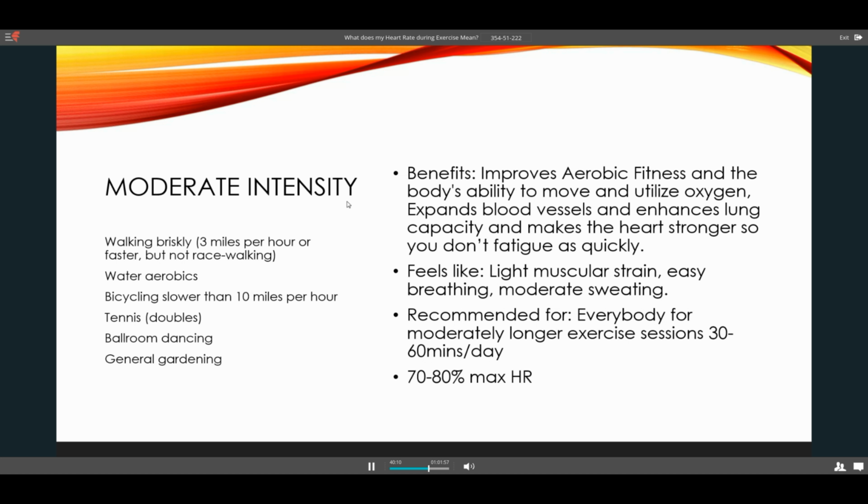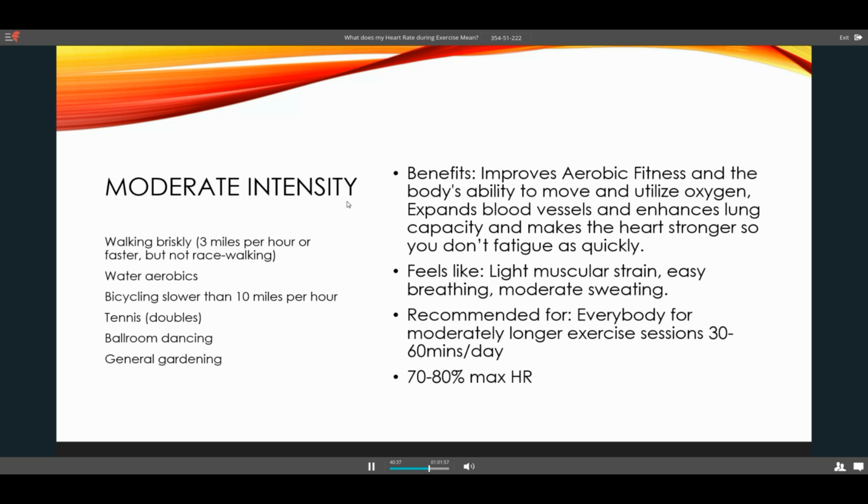So moving on, we'll take a look now at our moderate intensity. This is going to be a step up from the last zone. Now we're going to be walking briskly. Certainly some water aerobics, some bicycling, any of those activities where we notice the heart rate elevating slightly but still not pumping. This is going to be our moderate intensity range.